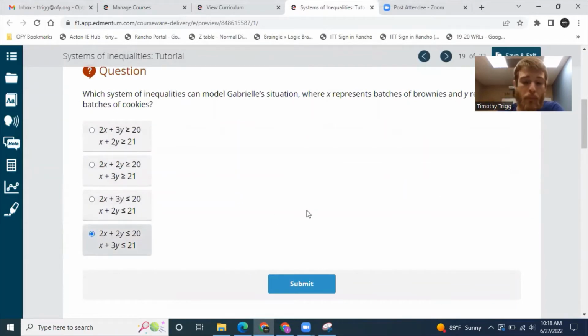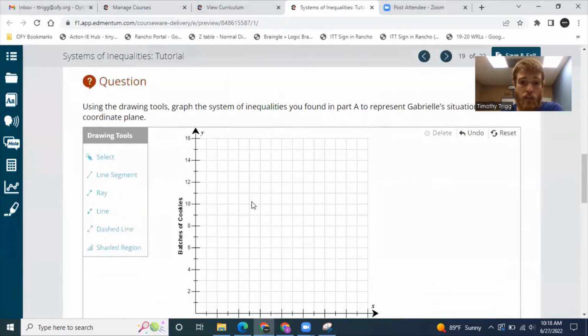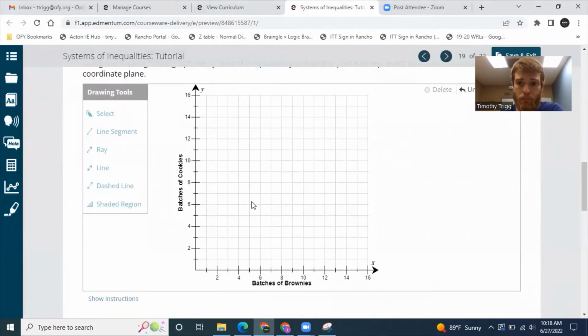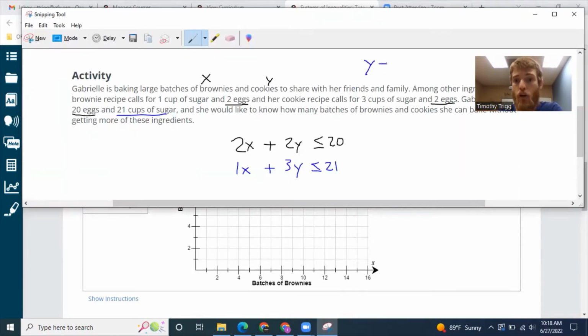Now for the next question, we want to graph this system of inequalities. Remember, like I said before, let's get both of these inequalities into slope-intercept form. Slope-intercept form, if you don't already know, is y equals mx plus b, where m is the slope, the rise over run, and b is the y-intercept, where the line will cross the y-axis.